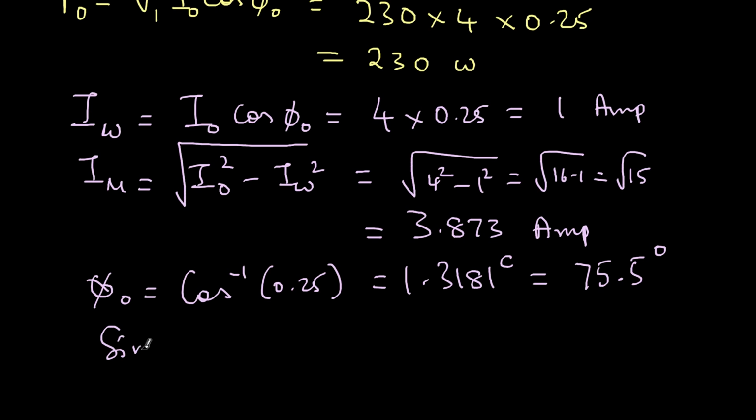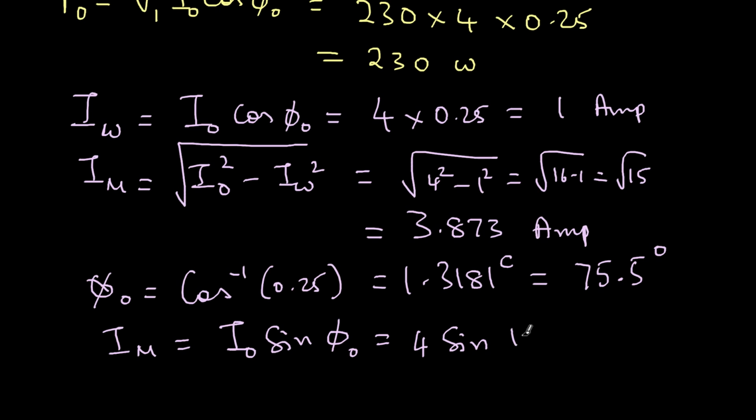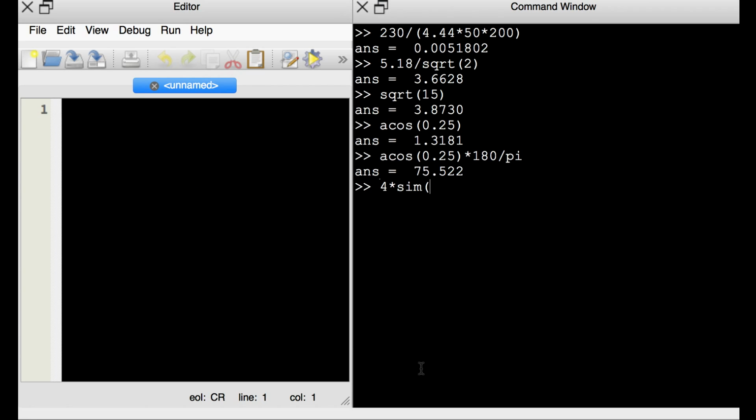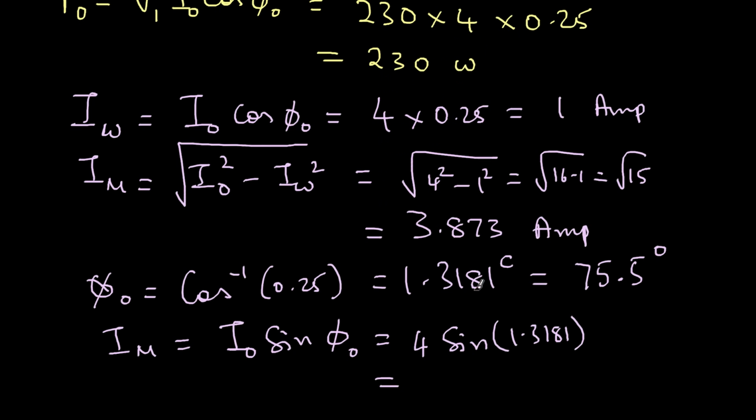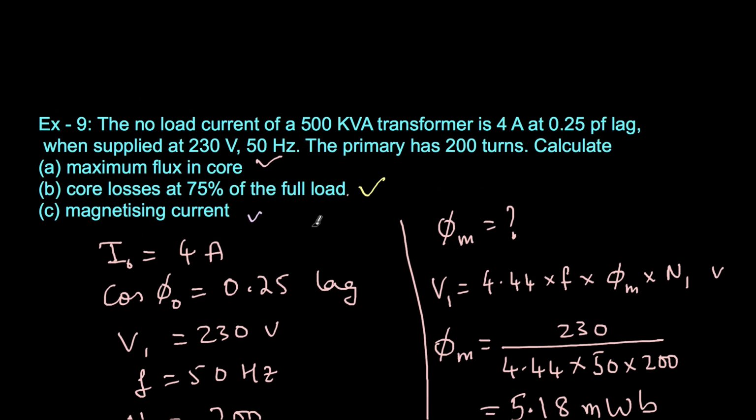If it is completely 90 degrees, then there is no working component of the current. Now, what is sine of phi naught? Because I know I mu is also equal to I naught into sine of phi naught. So it's a sine component, isn't it? So let's calculate this way. I naught current, 4, multiplied by sine of 1.3181. Since the sine function anyway takes input in radians, I can just do it directly. So 3.873 amperes. This is exactly the same current that we got earlier. So it's another alternative way of calculating it. I think that's it with this problem. We have solved everything that has been asked.